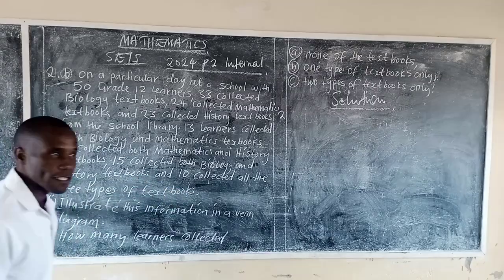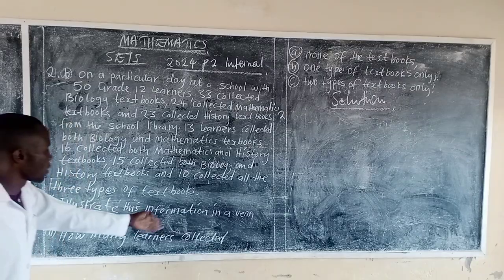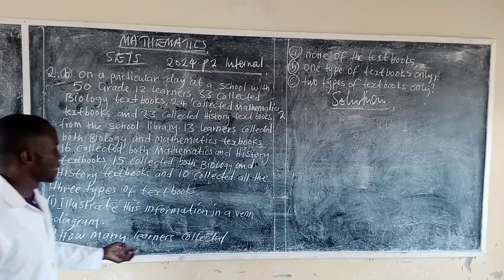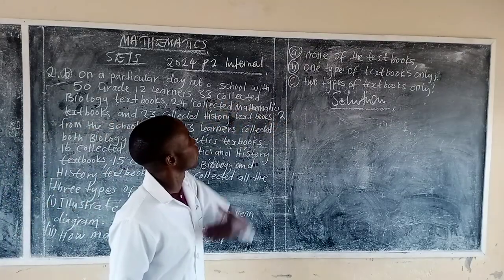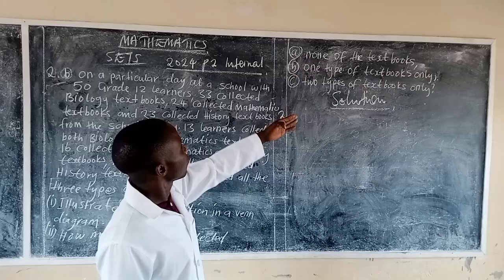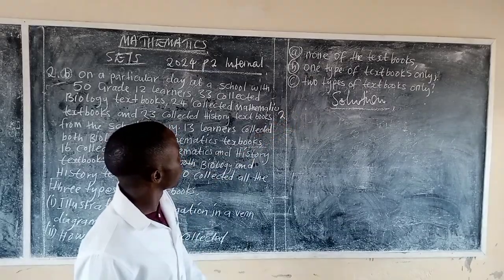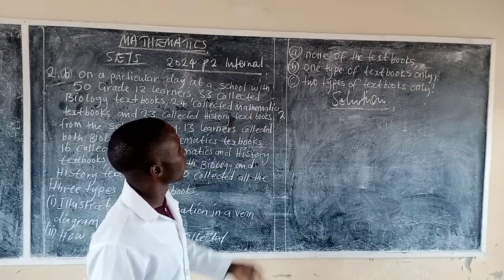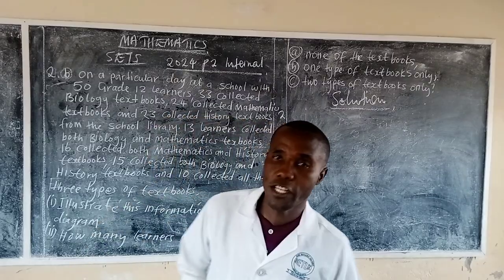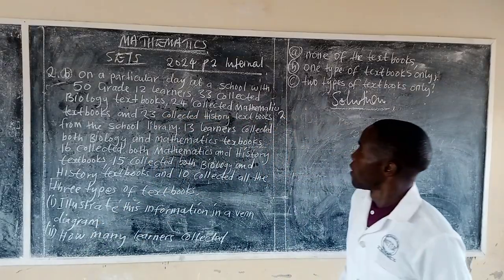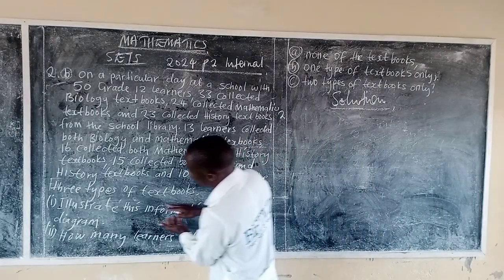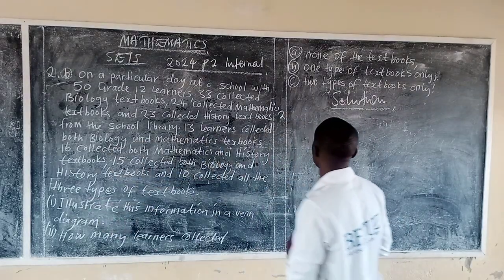Then the questions. 1. Illustrate this information in a Venn diagram. 2. How many learners collected none of the textbooks? That is 2A. Then 2B, one type of textbook only. 2C, two types of textbooks only. So this is the question that I will run you through. Now we are going to concentrate on the first question first.